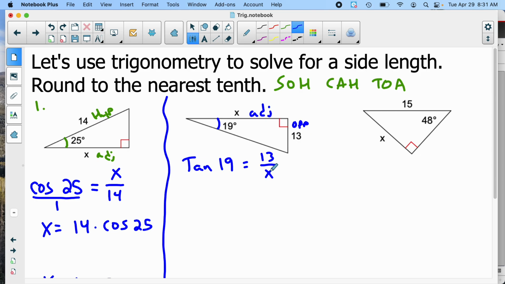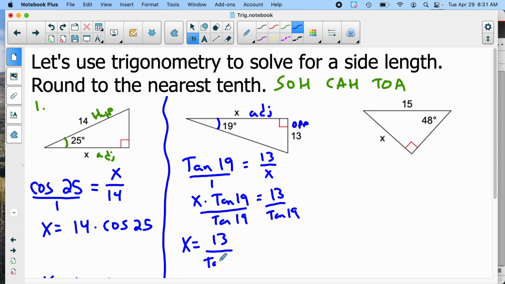There's my equation. Remember, tangent 19 is a number. So I can easily find that in the calculator, or I'm just going to do my cross multiplication here. Put this over 1. So now I get x times the tangent of 19, whatever that number is, equals 13. If I solve for x, I'm going to divide both sides by tangent 19. So the answer I want in my calculator is whatever 13 divided by the tangent of 19 is. So let's go to the calculator and figure that out.